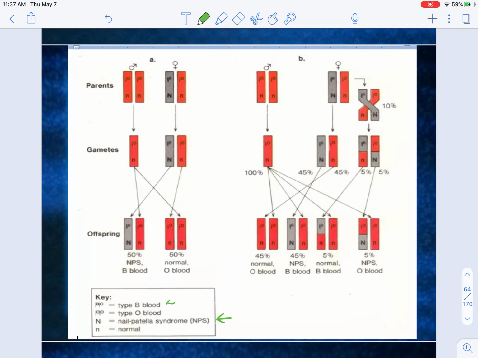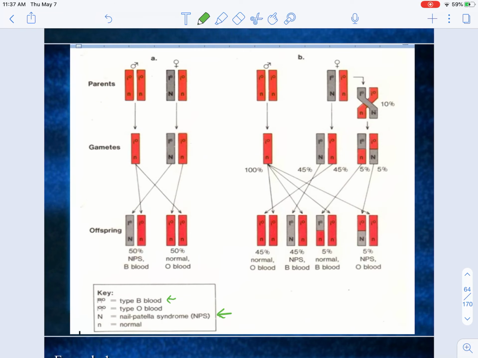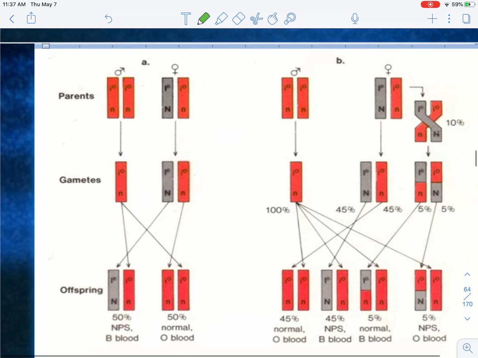So I'll show you this example with blood types and nail syndrome. The nail syndrome is a dominant condition. The blood type B is more dominant than O, so you can be a type B if you're carrying a B and an O. And you'd be type O if you have OO. You'd also be B if you have BB.